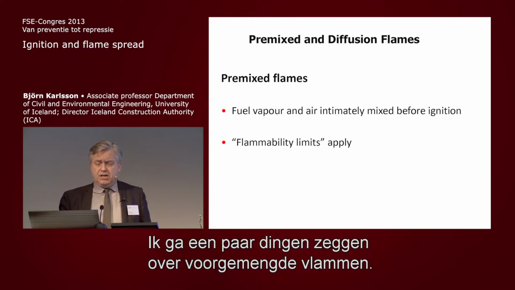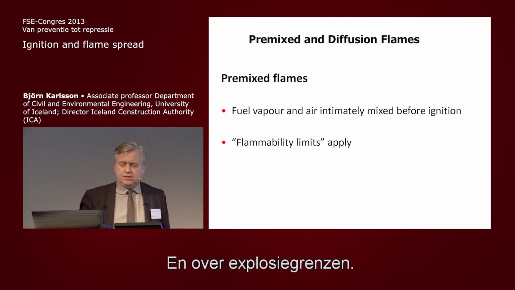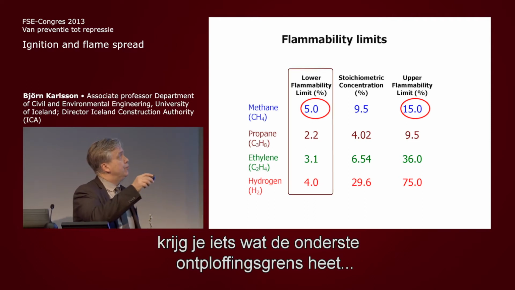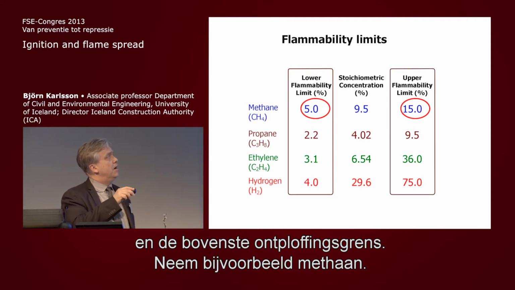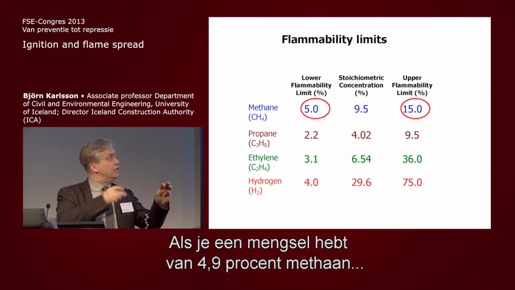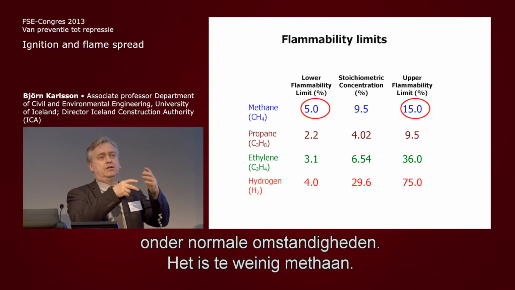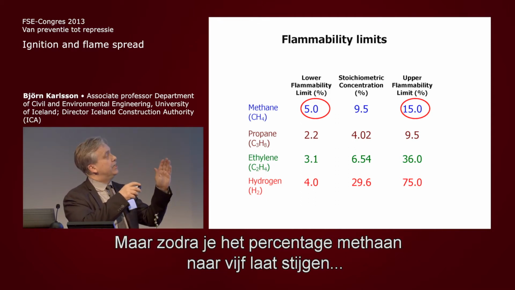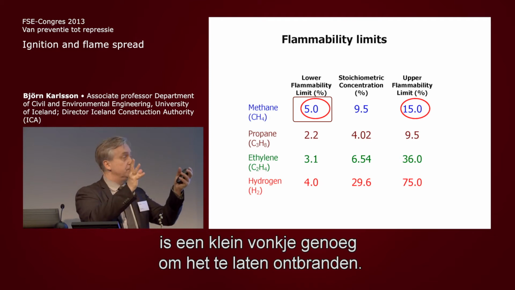I'm going to say a few words about premixed flames and flammability limits. If you've already mixed the gas and the air, then you will get something called the lower flammability limit and the upper flammability limit. For methane, for example, if you have a mixture of 4.9% methane and 95.1% air, you will not be able to ignite it under ordinary circumstances. It's too little methane. But as soon as you get up to 5% methane, a little spark, and it'll ignite.